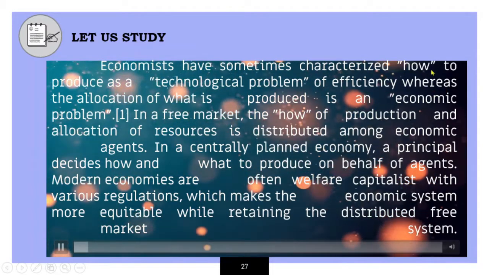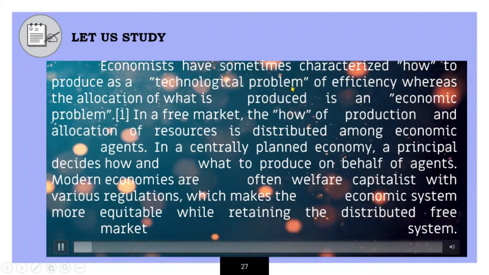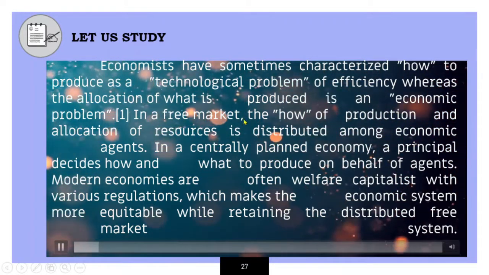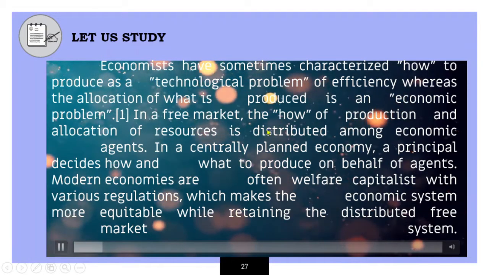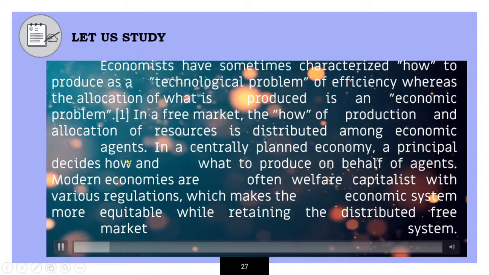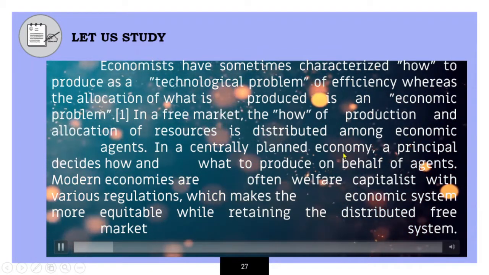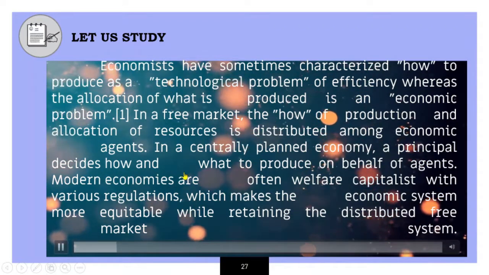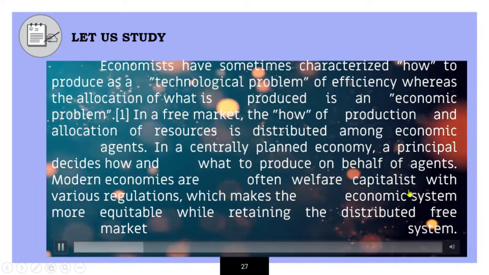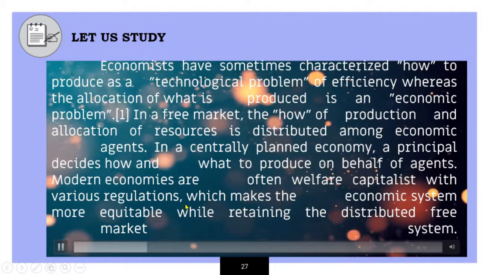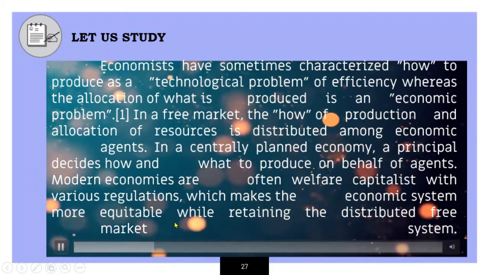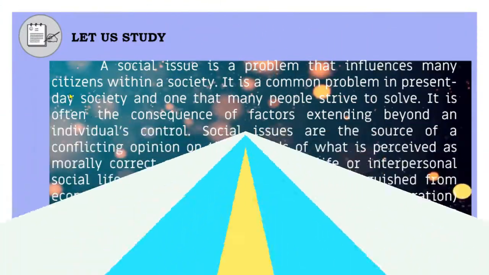Next, economists have sometimes characterized how to produce as a technological problem of efficiency, whereas the allocation of what is produced is an economic problem. In a free market, the how of production and allocation of resources is distributed among economic agents. In a centrally planned economy, a principal decides how and what to produce on behalf of agents. Modern economies are often welfare capitalists with various regulations, which makes the economic system more equitable while retaining the distributed free market system. Next, let's proceed.